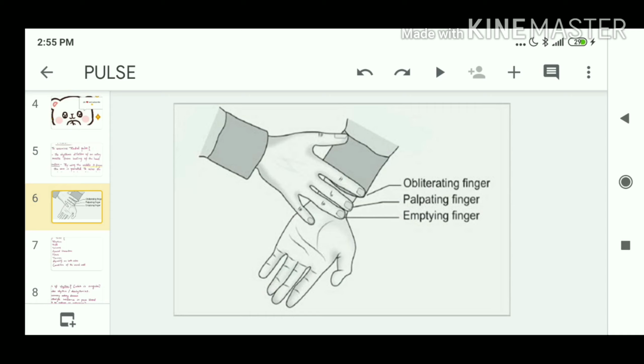Now how to examine the pulse clearly? Always remember, if you want to examine the right hand pulse of a patient, then be on his right side and then examine the pulse. Don't be on the left side of the patient and start examining the right hand, because you will not be able to feel the pulse properly. That's why. So if you are examining the left hand pulse of a patient, then be on his left side and then examine the pulse. I hope you are getting it.